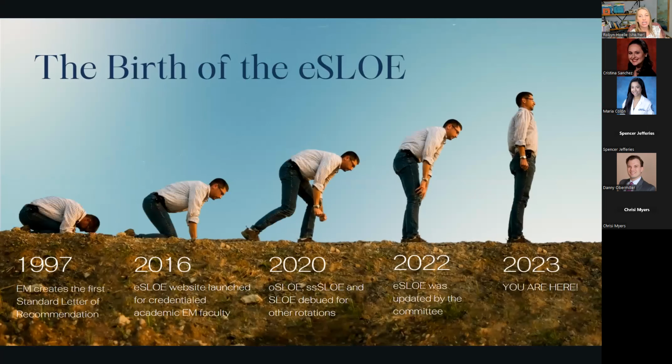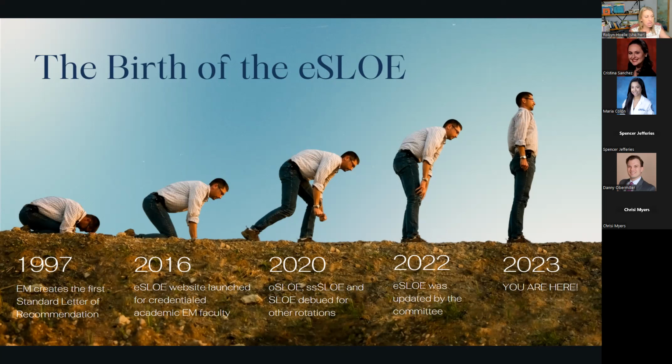Emergency medicine was actually one of the first specialties to institute, do research on, revisit, and improve upon the standard letter of evaluation. In 1997, when you were a twinkle in somebody's eye, EM created the first standard letter of recommendation. They used to be called SLOEs, and they standardized a letter. So instead of all the writing, there were questions you answered as a clerkship director about the student rotating. Most of it was basically: are they in the lower 1/3, the middle 1/3, or the top 1/3 of students? And in 2016, CORD converted the SLOE to an eSLOE.